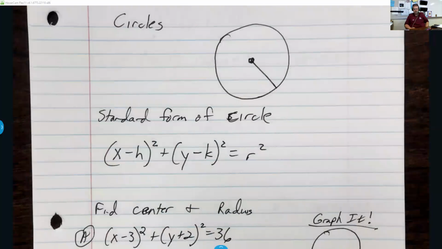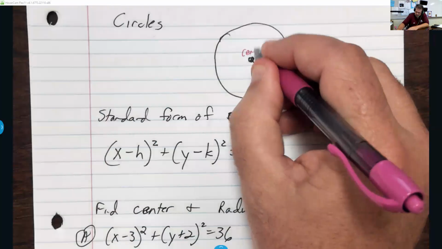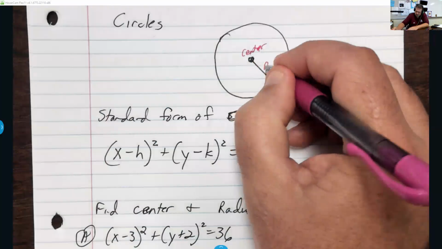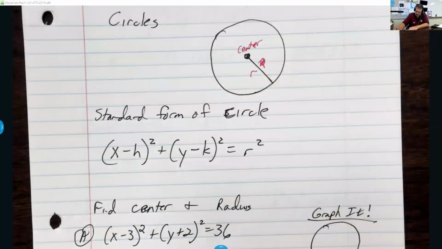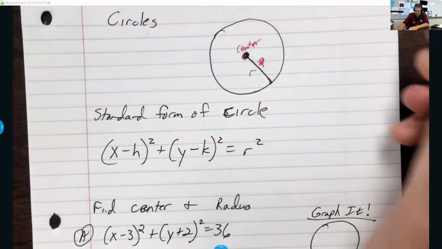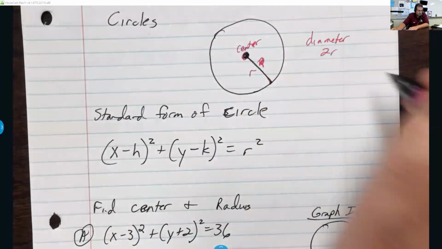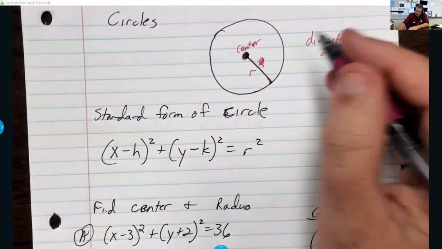The rest of this unit is about circles. You guys know what a circle is. All right, so we have a center, and we have a radius, and it's usually a little r. The radius is the distance from the center to the edge of the circle. You also have a diameter, which is 2r, twice the length of the radius.